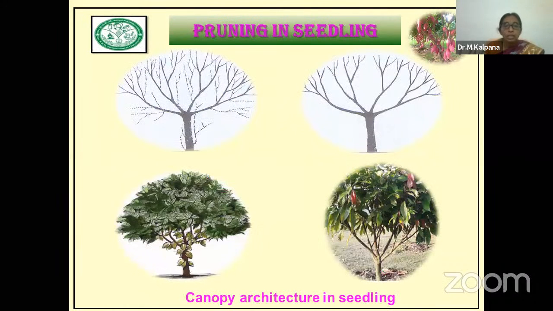Okay, so this is the canopy architecture in the seedling stage. We have to remove all these crisscross branches and chupons, and the shape of the crown should be just like an umbrella. This is under field conditions. This is the pencil drawn one.